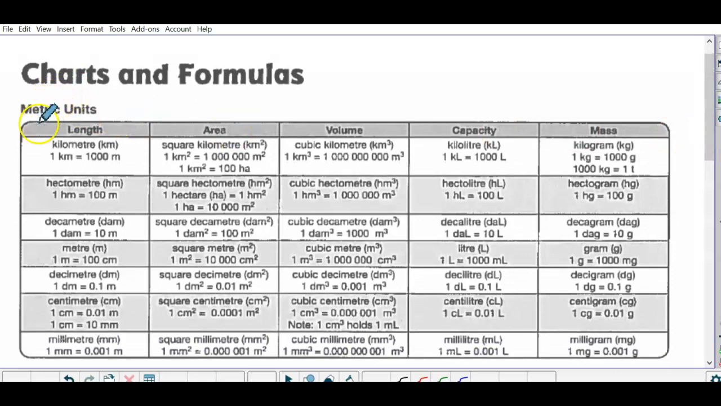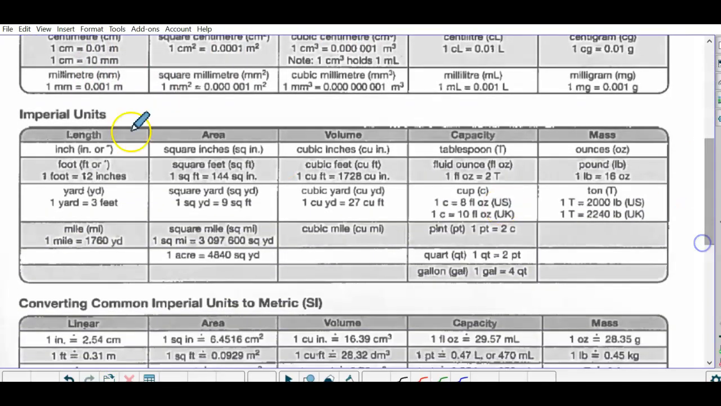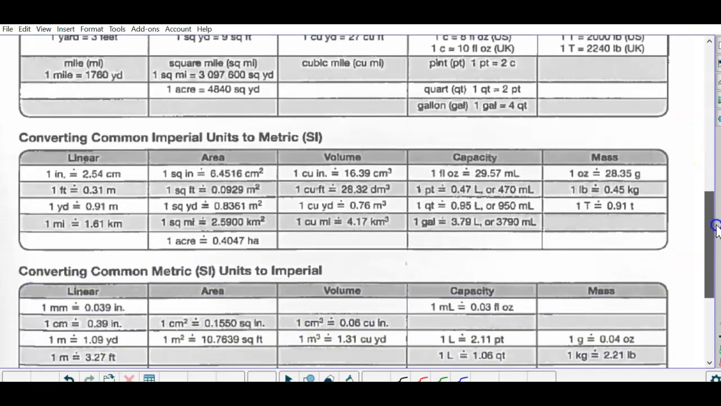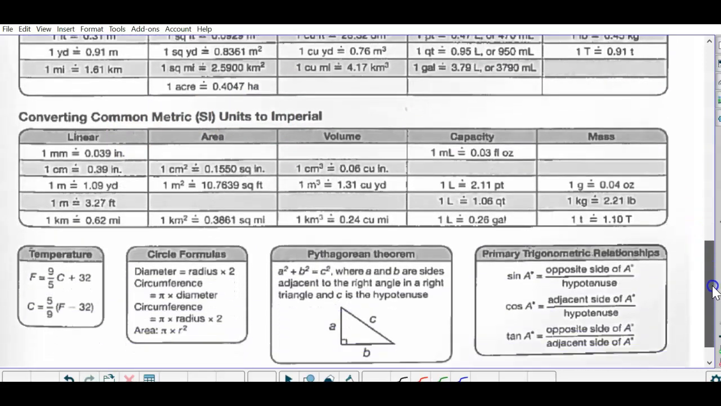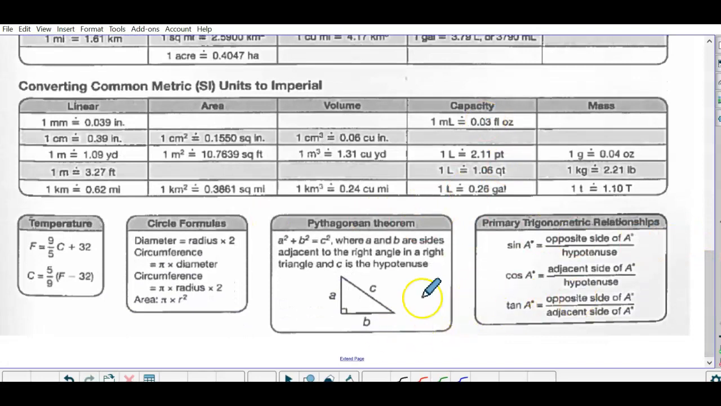Here, these are all the metric charts, and we're concentrating on length. So there's kilometer, hectometer, decameter, meter. These are all what was listed in our section 2.2. And then imperial, so all the length lines up vertically. We already did this in section 2.1 of the workbook. Then we will look at converting imperial to metric and then metric to imperial. And there are some formulas down here that we'll look at as we go through the workbook.